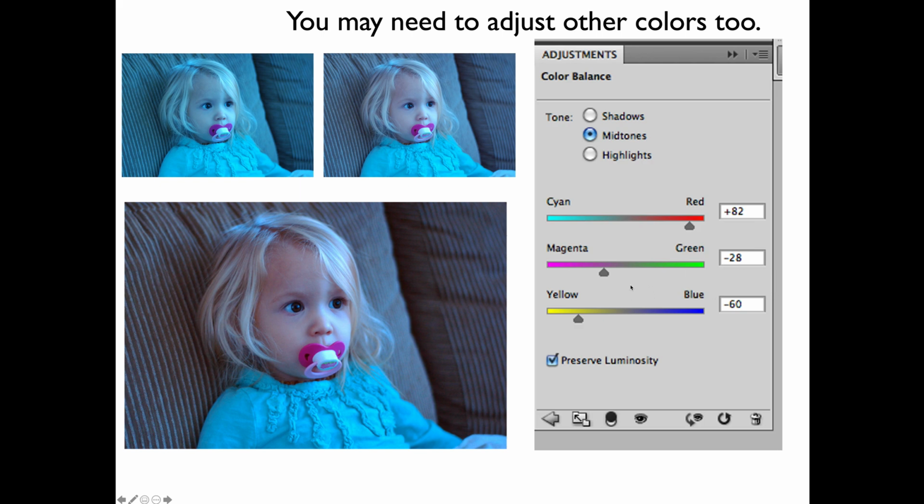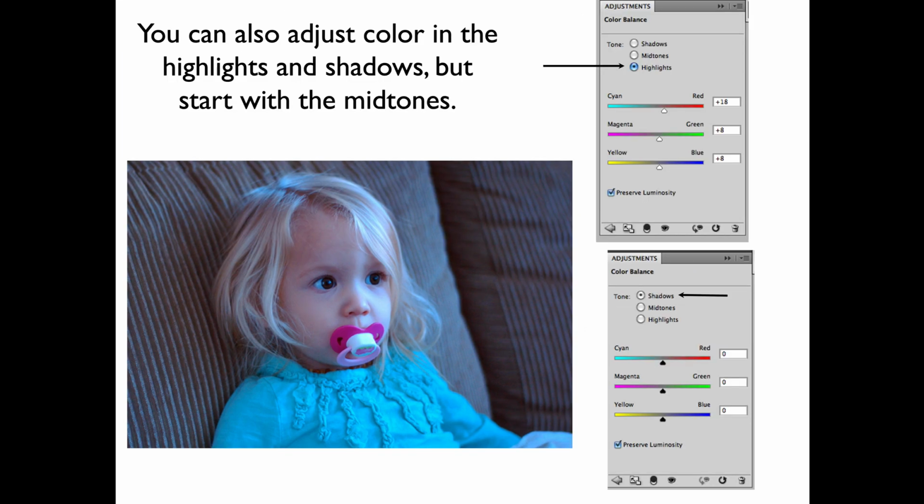And the next one, we're going to take some green out. Now it's looking even better. And we're also taking some blue out. Then we're going into the highlights and doing the same thing. In this one, we're adding a little more red. In this one, we actually are going a little back towards green and a little more towards blue. The shadows you can adjust as well.